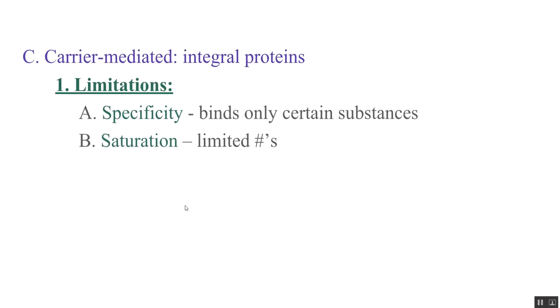And the last one we're going to look at for this is carrier-mediated types of movement, and that uses proteins, those proteins that are found on the cell membrane. So there are some limitations to these, and those limitations are specificity. Now I can't speak. I'm tired, you guys. I do apologize. But it only binds certain substances. Only certain substances. So it's very specific about what it's going to bind.